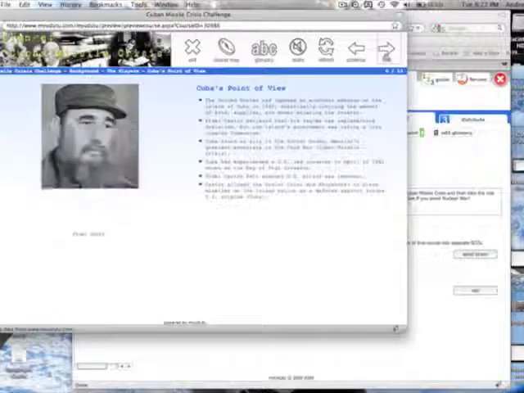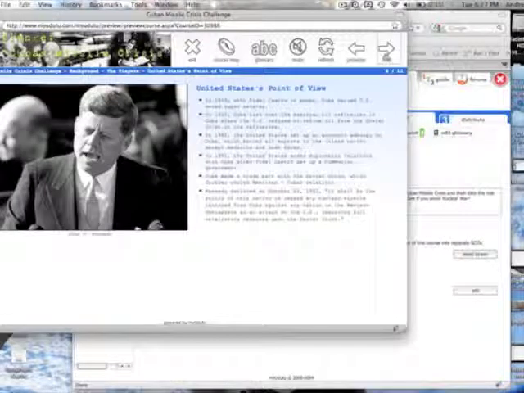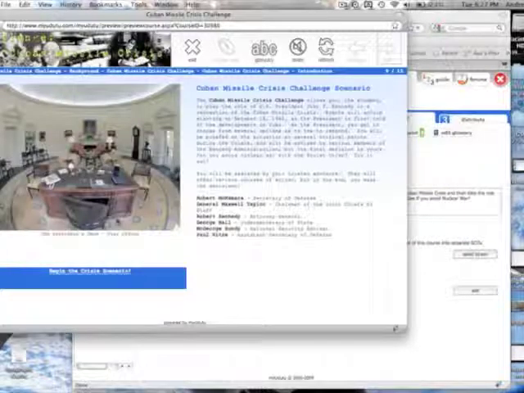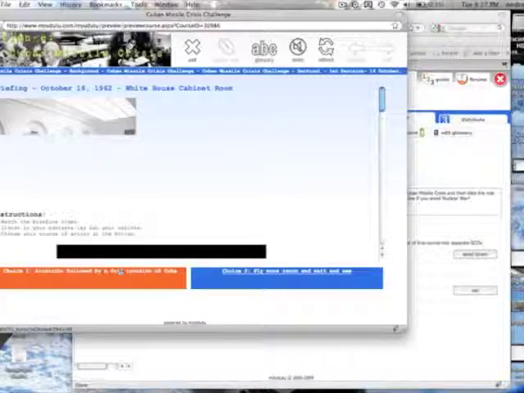There are 3 decision points along the way. The student will watch a briefing video and then get to listen to 3 advisors, each advocating a course of action. As the president, they then get to choose from the various options. The correct choice is the one President Kennedy actually chose.